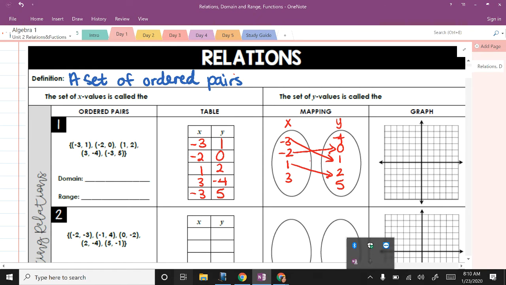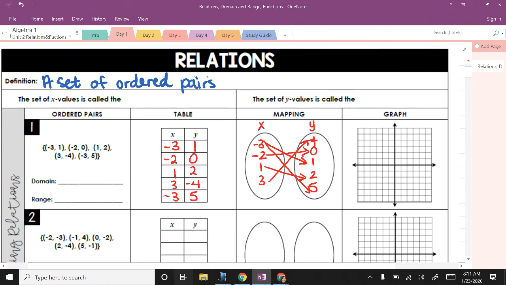So I'm crossing over here. And then -3 also, wait. Then I also have -3 going to 5, right? So do you see how that X value has 2 branches going off of it? -3 to 1 and -3 to 5. I know that gets a little messy looking. Right? It gets messy looking. All right, but that's called a mapping. So it shows what X values go to what Y values as ordered pairs.